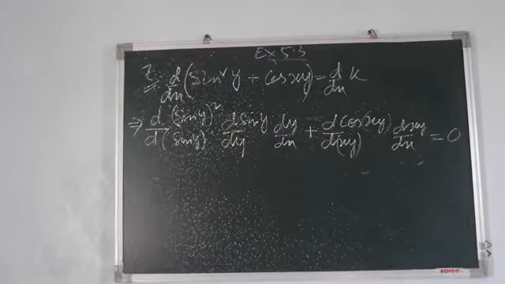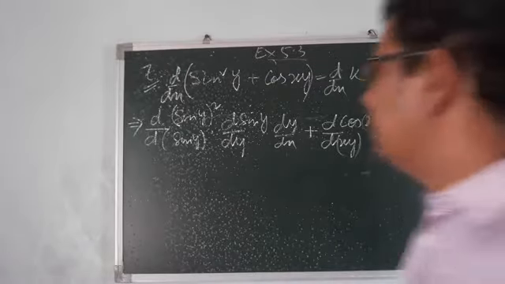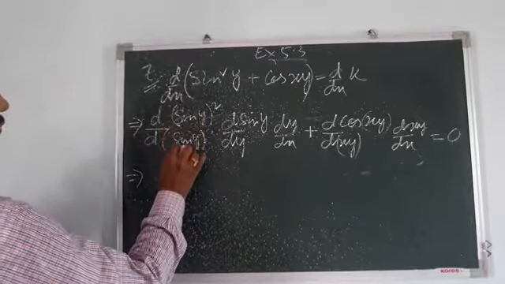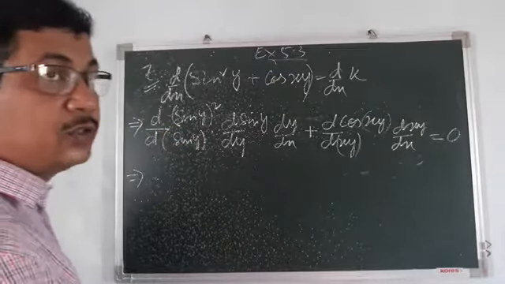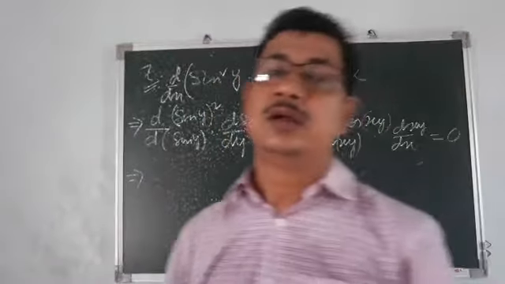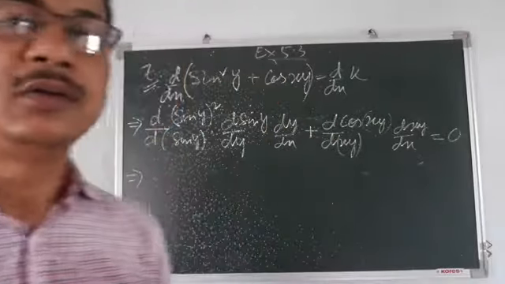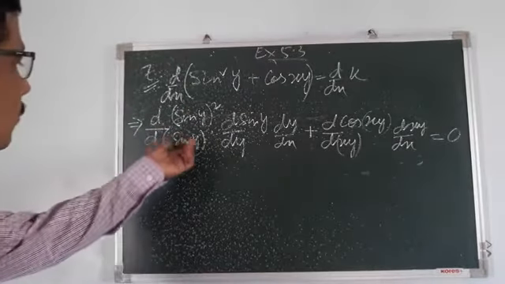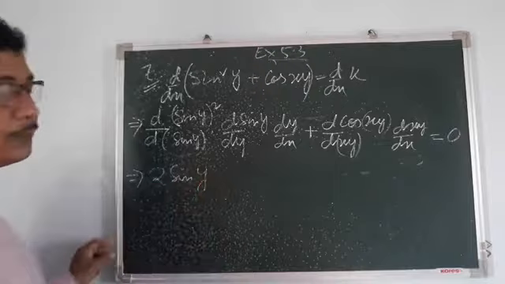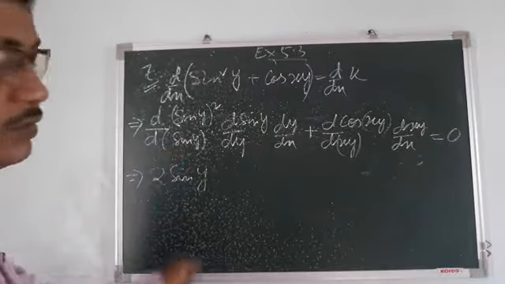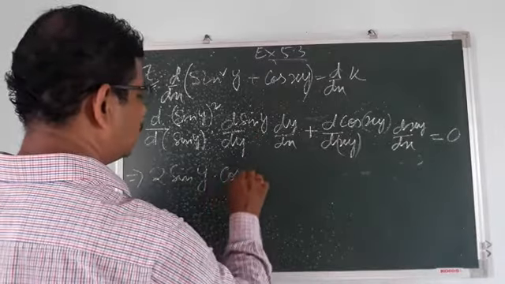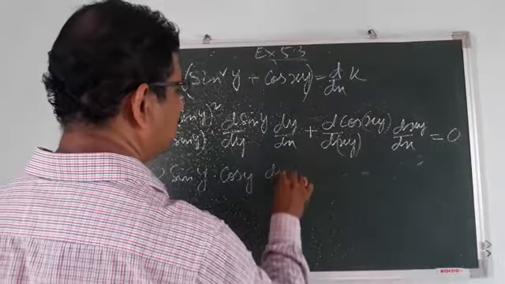Students, you watch minutely. Of course, I think you are able to understand this one. d(y squared)/dx squared, d/dx with respect to x. Differentiation of x squared with respect to x is 2x, with the formula dx by dx. So here also, it is 2 sin y. Think that sin y is x. Differentiation of sin y is what? cos y, dy/dx.